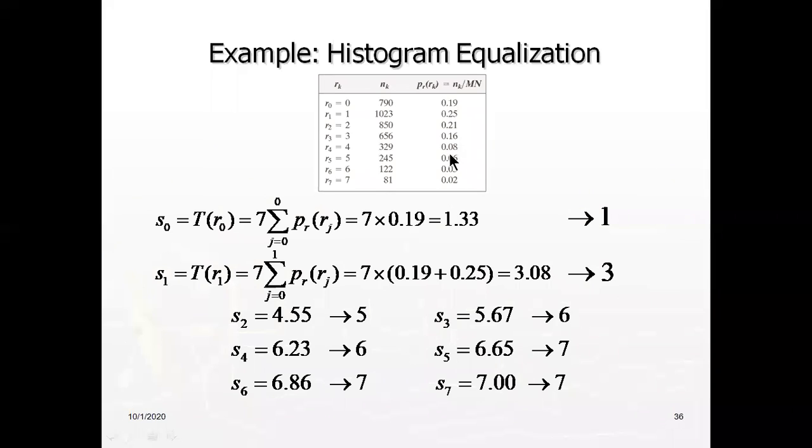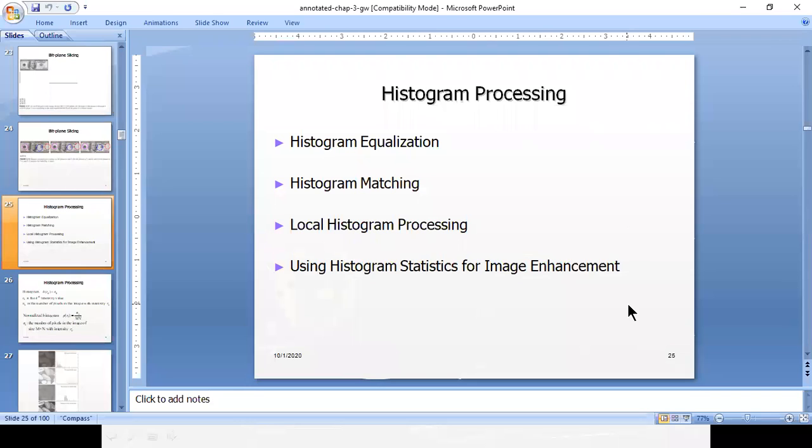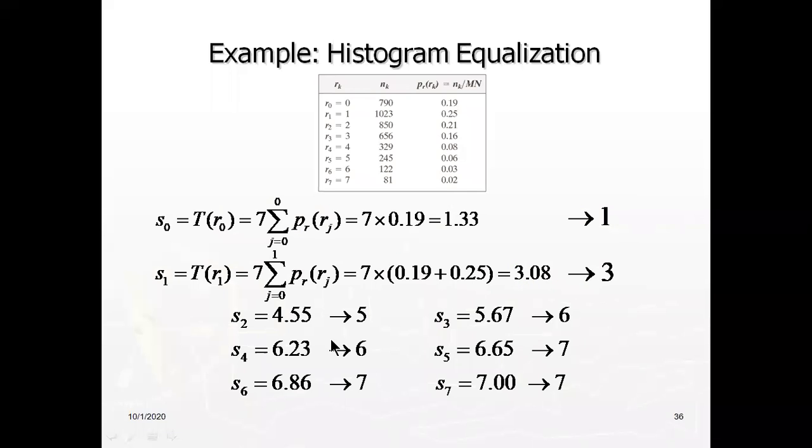Then S4 will be 0.89 into the value which is 7. That will give you the value which is again 6.23, that is 6. Similarly, S5 you can calculate, it will give 6.67. S6 you can calculate. All these are to be rounded off to 7.